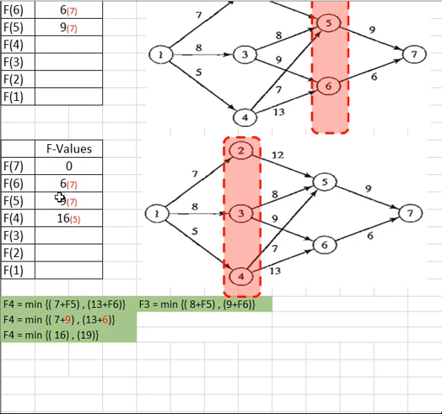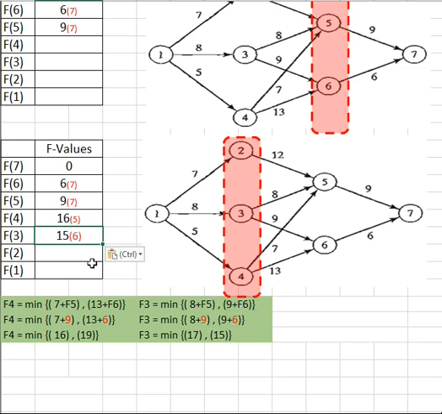Pag sinubstitute natin itong dalawang values na to, we could get 8 plus 9 and 9 plus 6. Meaning to say, 8 plus 9 is 17 and 9 plus 6 is 15. Our F3 value is 15. Ang value natin ng F3 ay 15 kasi siya yung mas maliit sa dalawa. Meaning to say, si F3 ay 15 coming from F6, or 15 coming from 6. Sana po hindi nalilito.